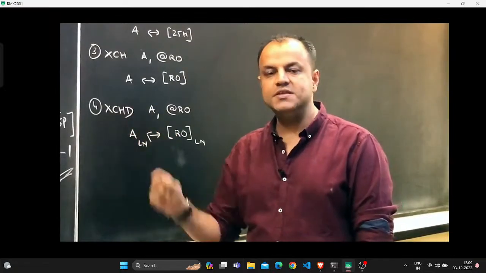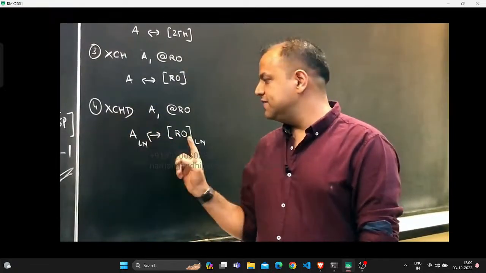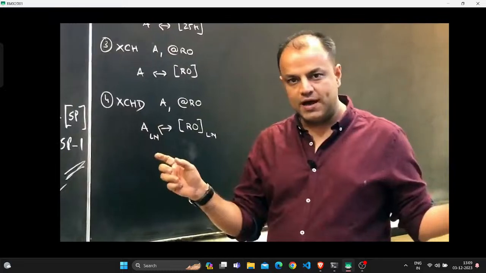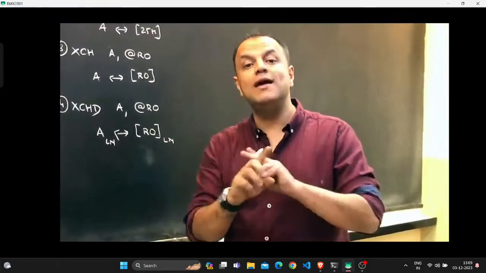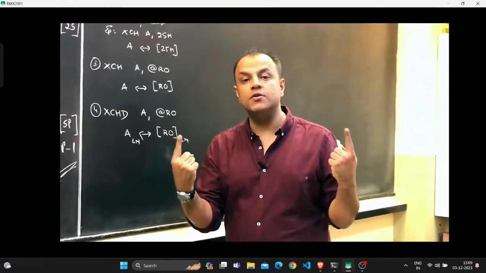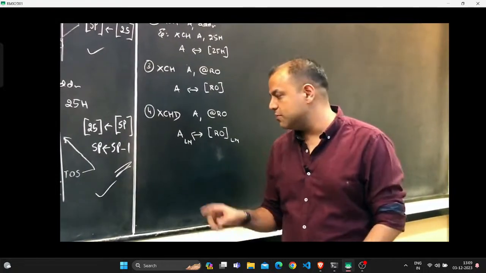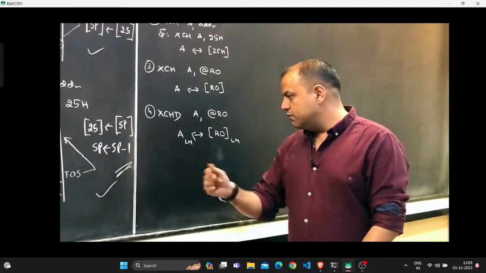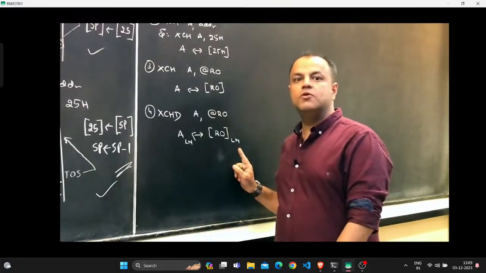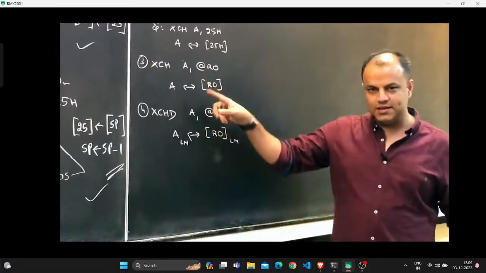Exactly the same operands, but the instruction is not exchange. It is exchange digit. The D stands for digit. Exchange digit. It's the same two parties, A and the location pointed by R0, but you're not exchanging their full values. You're only exchanging one digit. Which digit? The lower nibble. If the number is 25, 5 is the lower nibble. That is the digit that we're talking about. So the lower nibble of A will be interchanged with the lower nibble of the location pointed by R0. Are you clear?